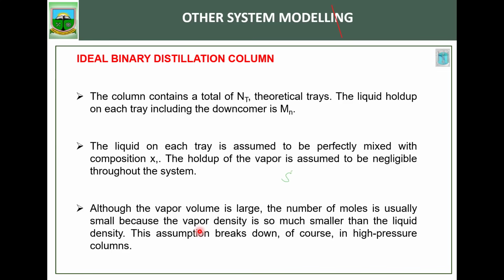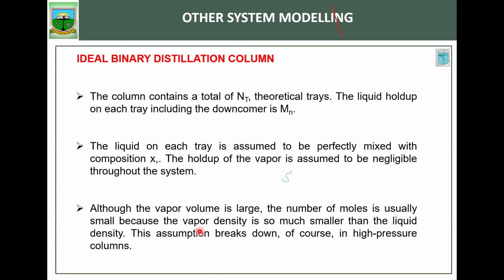Later, you will understand downcomers. I think you will do the petroleum refining process, so you will understand downcomers. Then the liquid on each tray is assumed to be perfectly mixed. The vapor holdup is assumed to be negligible, which means that there's no vapor on the tray. When the vapor gets to the tray, it escapes directly. It drops down.